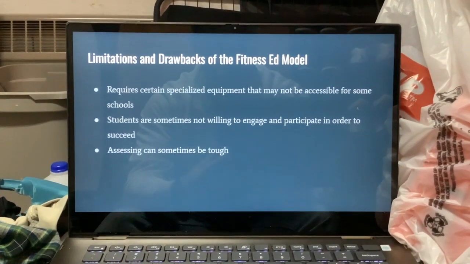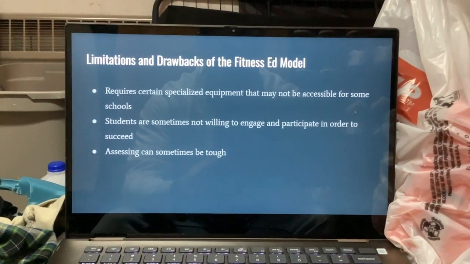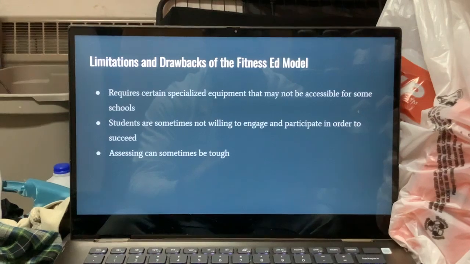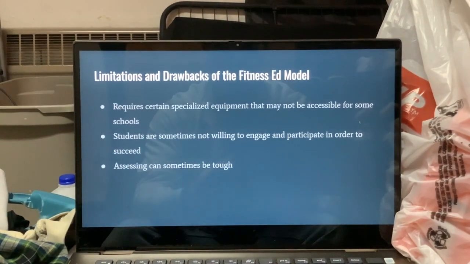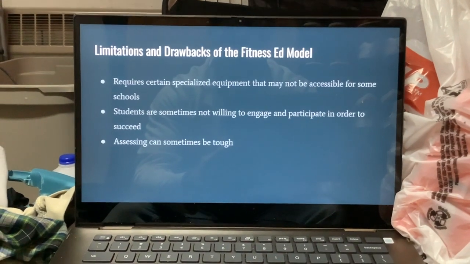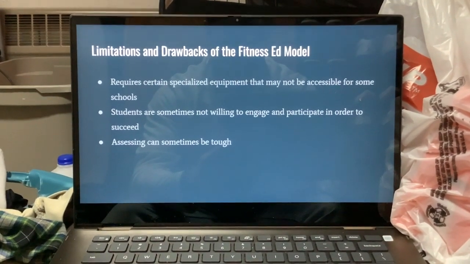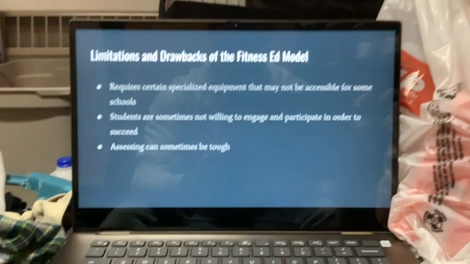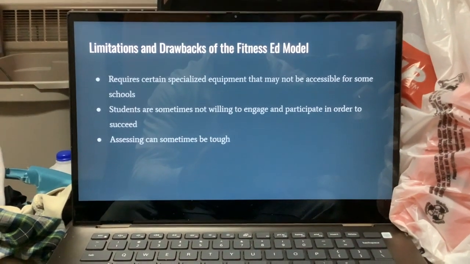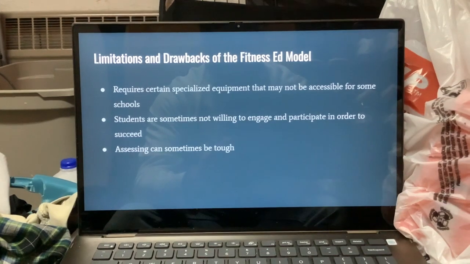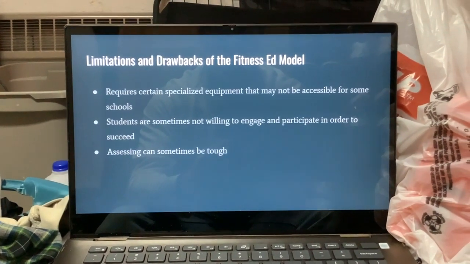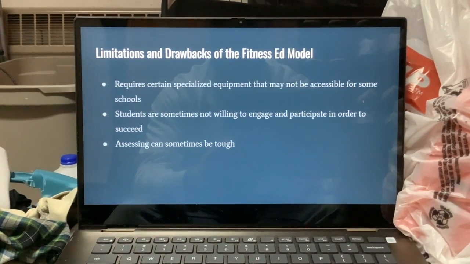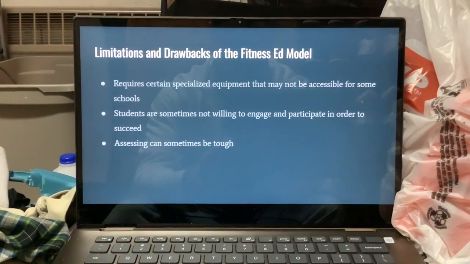access to that or the funding for that, so that can be one drawback. Students are sometimes not willing to engage and participate in order to succeed. Doing fitness and doing certain egregious activities or just activities in general, students do not want to do that sometimes. But as a PE teacher, you almost gotta persuade them and really motivate them to do it. And it feels like as time goes on, that's a tougher thing to do with the amount of kids not willing to participate. So we want to get them to participate, but if they're not, then they're not getting anything out of this fitness ed model.